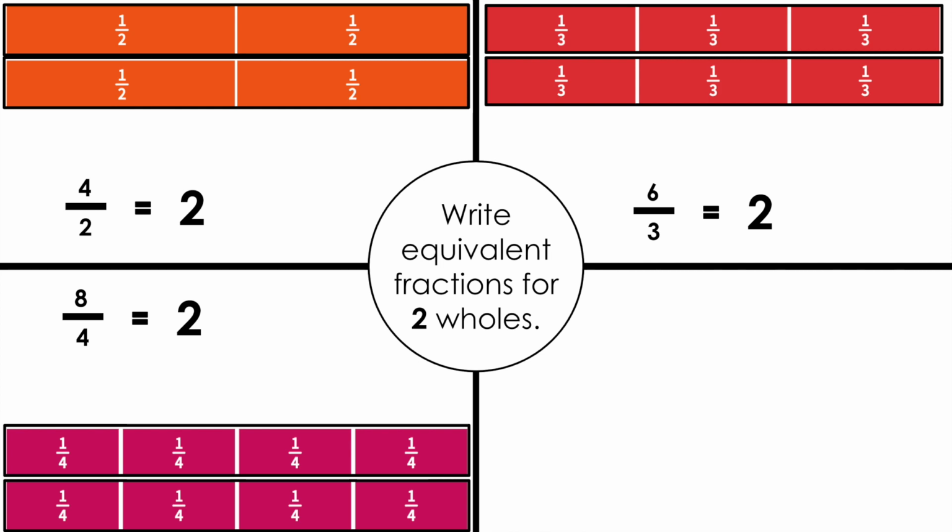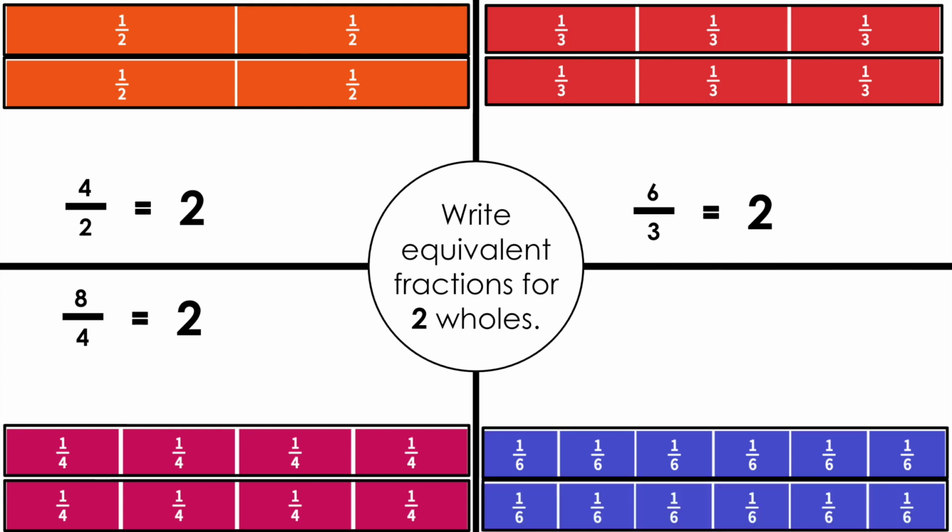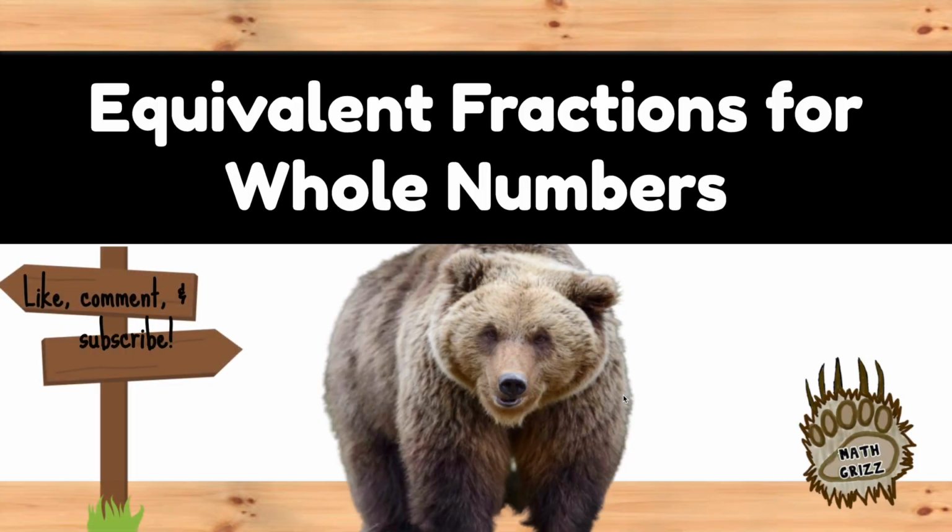Let's write an equivalent fraction for 2 wholes using sixths. We have 6 sixths, which makes 1 whole. Another 6 sixths makes 2 wholes. That makes 12 sixths, and we know that's equivalent to 2 wholes.